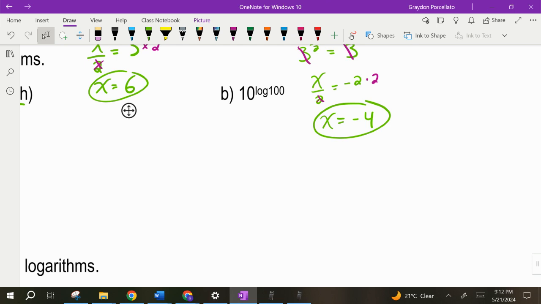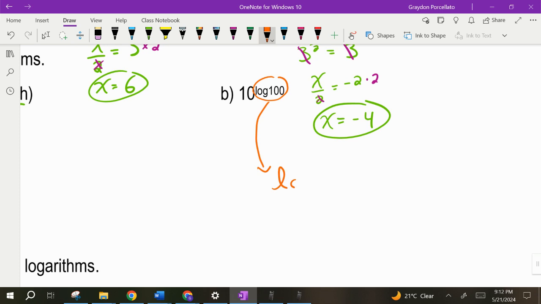So this one's saying 10 to the power of log 100. What we're going to do first is figure out what this exponent is. Okay, so I'm going to solve this here. Actually, let's use a different color here. I'm going to solve this first.